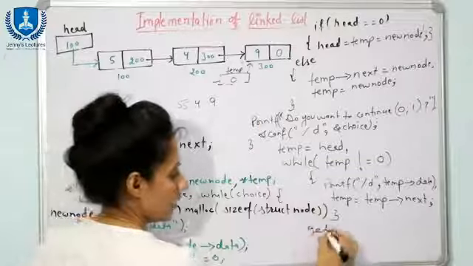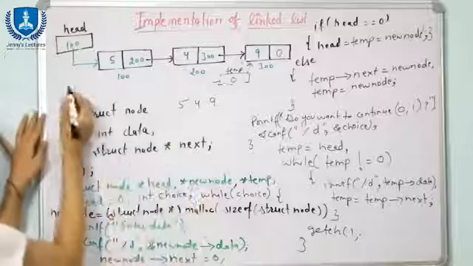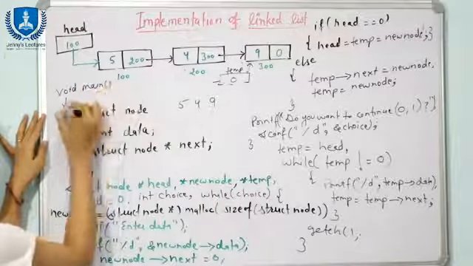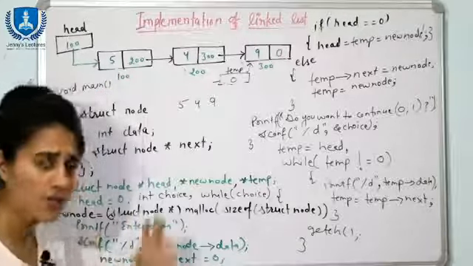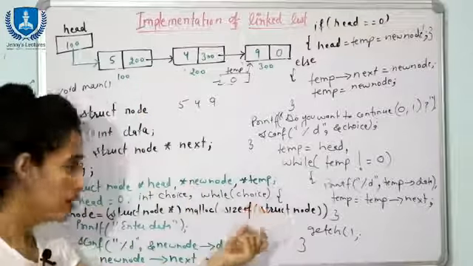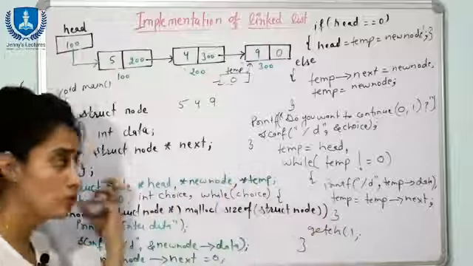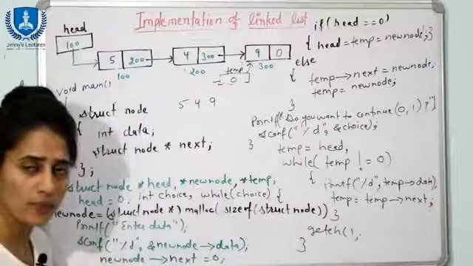So here you can write getch. And this code you are going to write in the void main function. Fine. Or you can simply create a function for create node or display. Fine. And you can write down this coding into those functions and you can call those functions in this main function, or you can directly write down this coding in the main function.